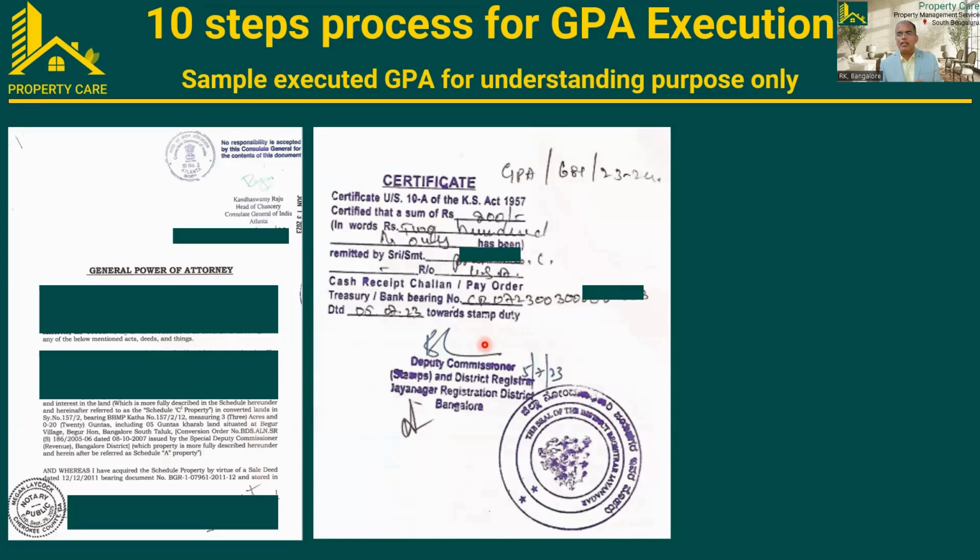Once this is done, you can go to Jayanagar. Under Jayanagar there are 6-7 sub-register offices. You can go to any of the sub-register offices, show this property document, and go ahead with the registration process.